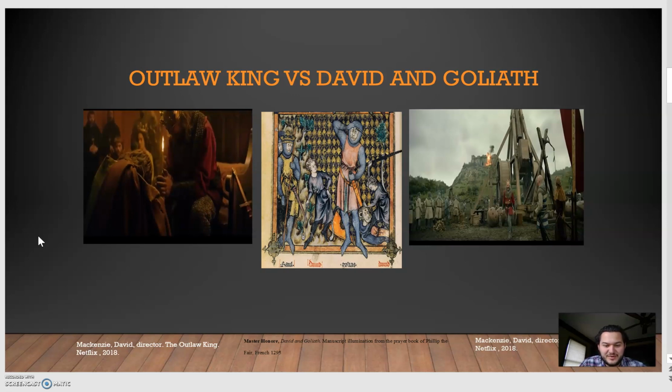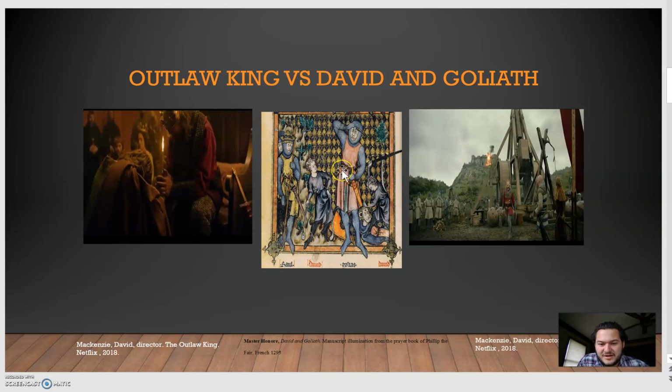In the middle we have an excerpt from one of the prayer books from Prince Philip the Fair, who was a French prince. And in this scene we see David and Goliath, and we can see a lot of similarities between the imagery in this opening scene of the movie and in the image of David and Goliath here.